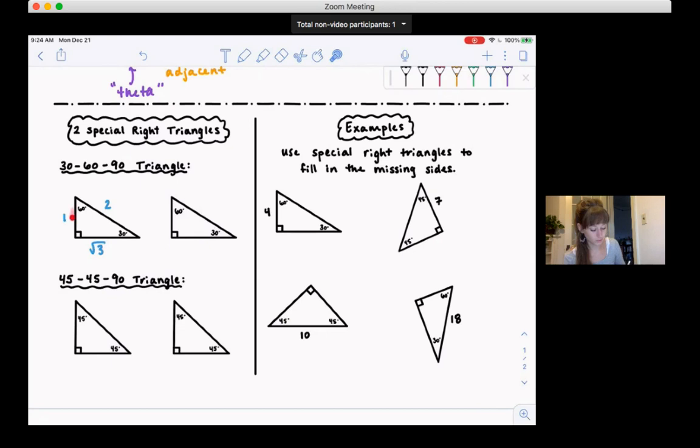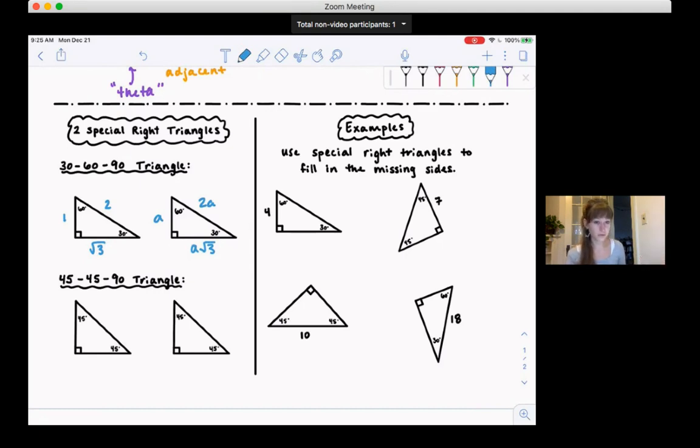So say instead of 1, the short side is a number a. So I multiplied this side by a. To get the other sides, we just multiply them all by a. So the hypotenuse would be 2 times a, and the longer side across from the 60 would be square root of 3 times a, or a square root 3. So we can use that to find the side lengths for any 30, 60, 90 triangle. We'll see some examples of that in a minute.